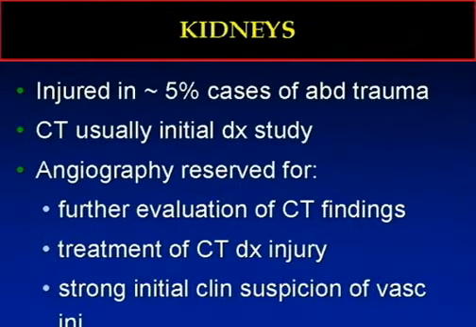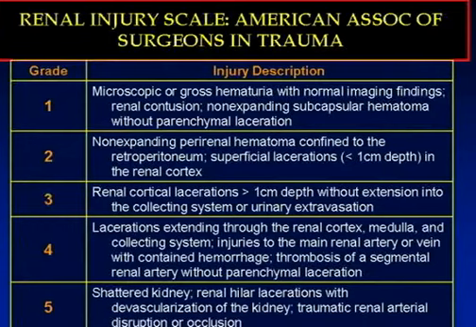The kidneys are injured in about 5% of cases of abdominal trauma. CT is usually the initial diagnostic study, and angiography is reserved for further evaluation of CT findings for treatment of CT-diagnosed injury, or if a patient has very strong initial clinical suspicion for renal vascular injury. There is an injury scale that you use.